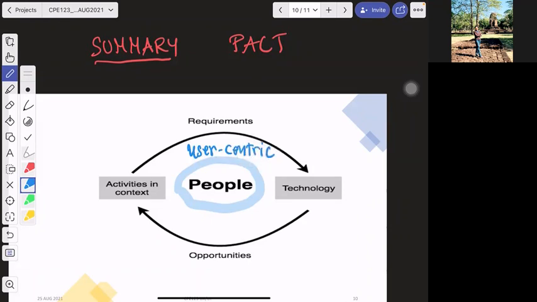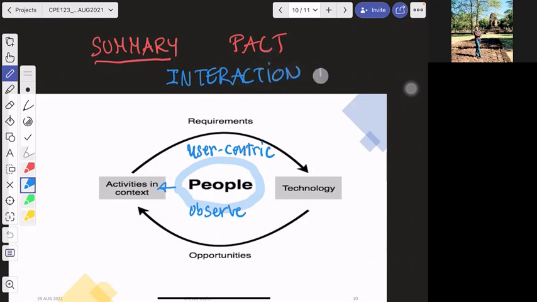User-centric or user-centered. You try to get the requirements based on what kind of activities are in the context. You observe people, you observe them based on a variety of their characteristics. You observe them and then try to design activities based on what kind of activity they're going to interact with your product. Because this is what we try to design, this is interaction design.